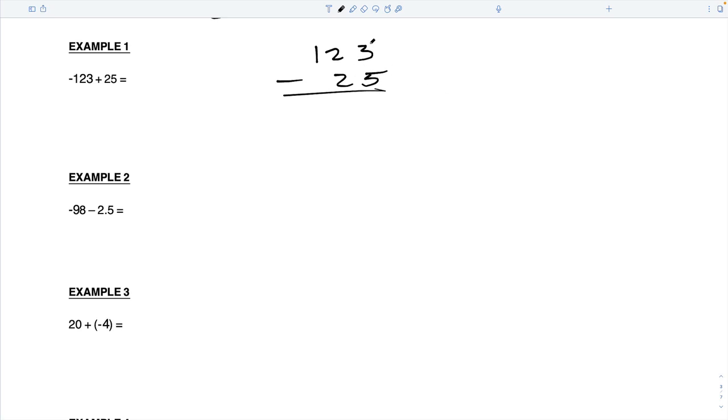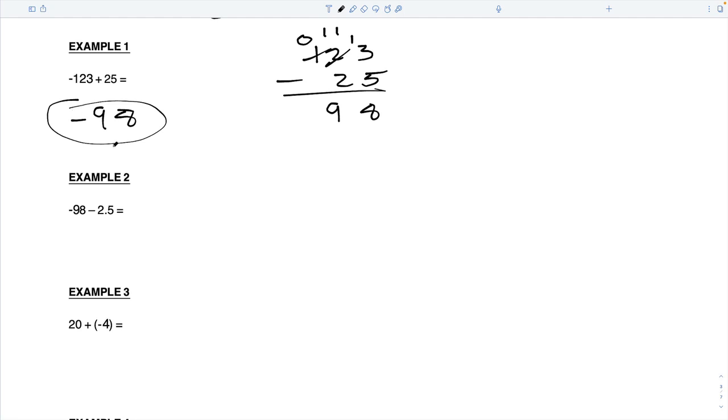Let's see if I can subtract 3 minus 5. I can't, so I borrow. I can't subtract 1 minus 2. Borrow. My answer should be 98. Is it positive or negative? Whole class? Negative. It's a bad guy.